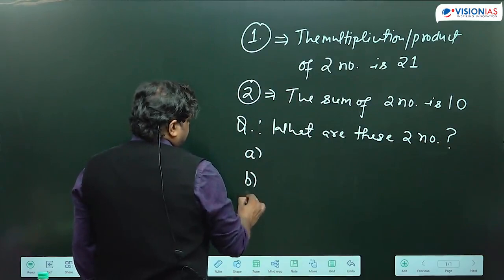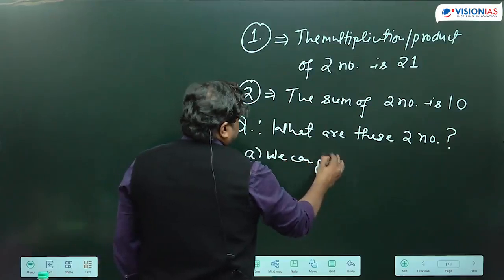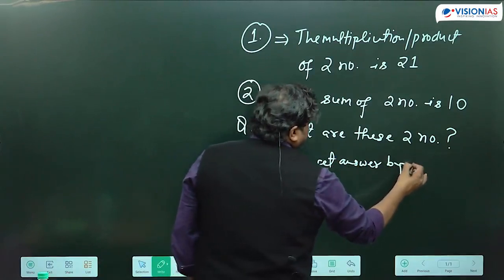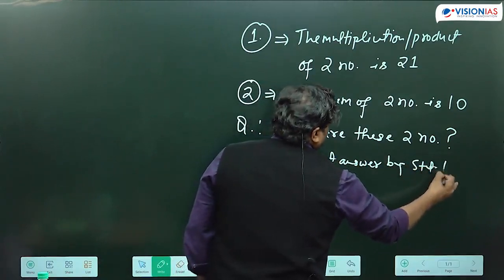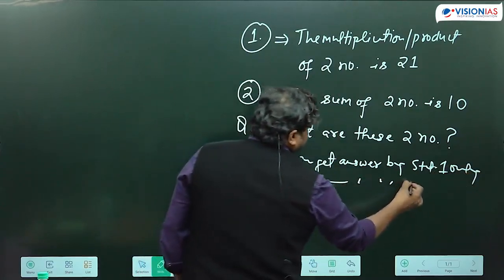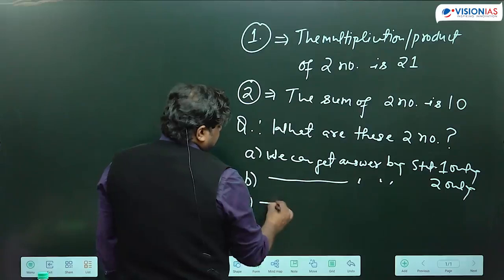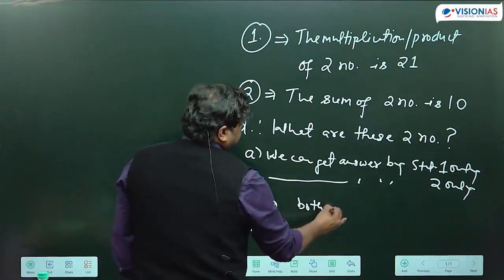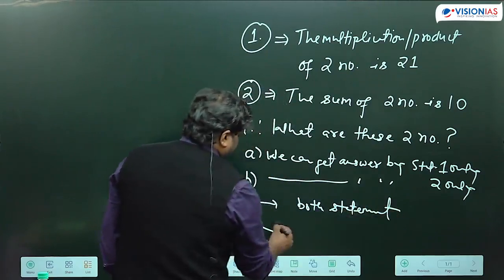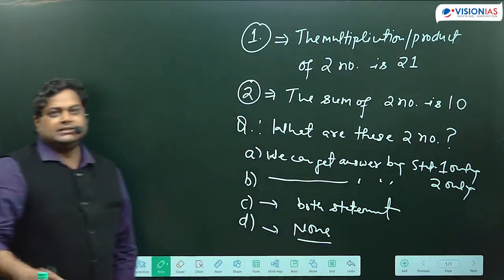Options: we can get the answer by using statement 1 only. We can get the answer by using statement 2 only. We can get the answer by using both the statements. None: we cannot get the answer even after using both the statements.